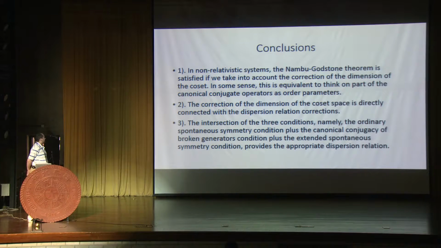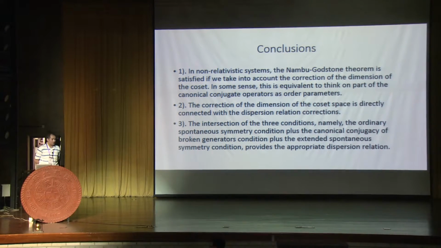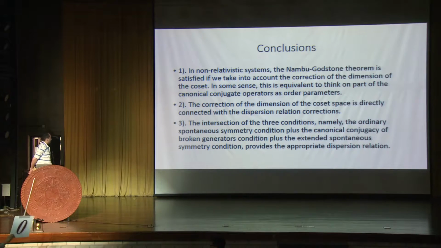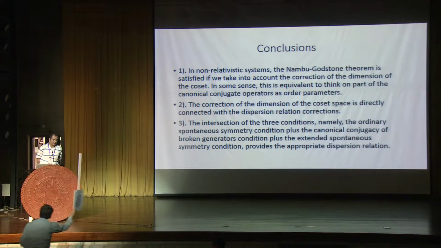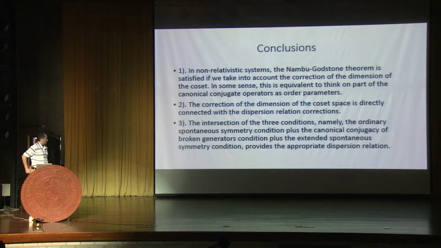The conclusion is, in non-relativistic systems, the Nambu-Goldstone theory is satisfied if we take into account the correction of the dimension of the coset space. What does it mean? It means that the expression found by Murayama and colleagues is equivalent to a correction of the dimension of the coset space if you look at it closer. In some sense, it is equivalent to thinking that part of the canonically conjugate operators become order parameters. The correction of the dimension of the coset space is directly connected with the dispersion relation corrections, as I demonstrated before.